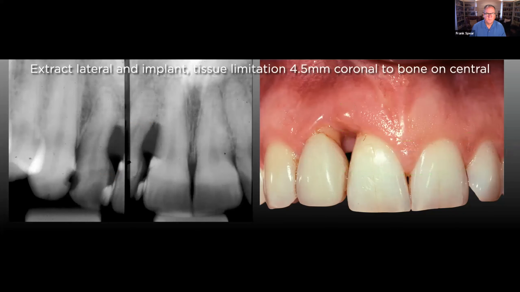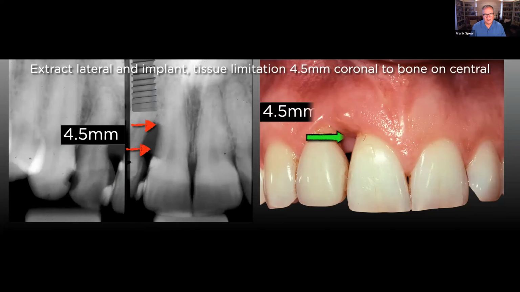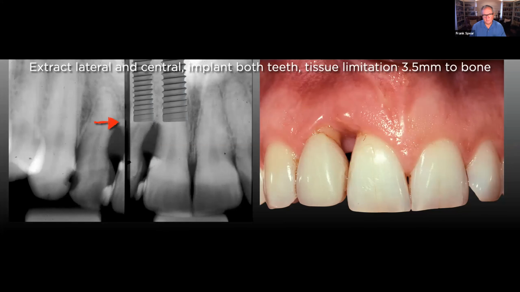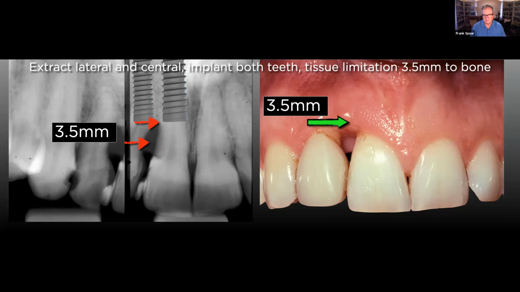The tendency when everybody sees this case is they want to extract the lateral and place an implant. The problem is the central has bone just as bad on the distal as the lateral. So if you extract the lateral and place the implant, you don't get anywhere. You just exchange an ugly lateral for an ugly implant. Now, other option, take both teeth out. Well, if you didn't bone graft it, obviously you end up even worse than you are now. So you say to me, but we'll bone graft it.